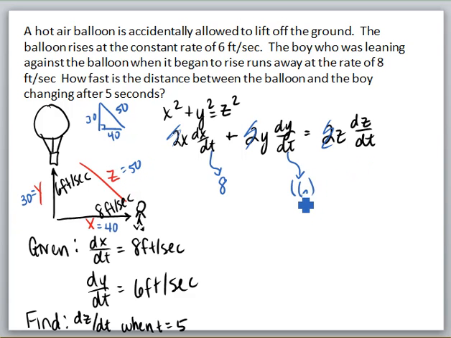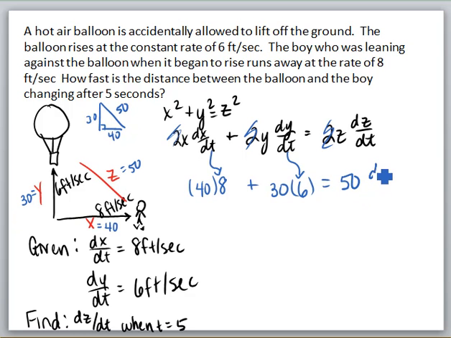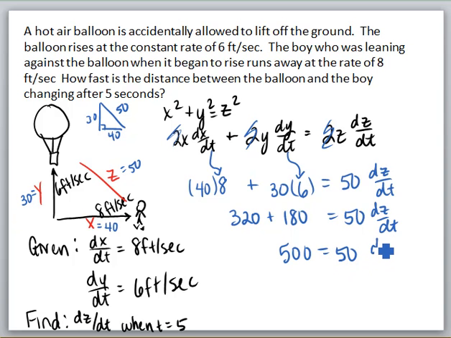All right, let's finish plugging those numbers in then. I have y is 30. I have x is 40. And z is 50. dz over dt is what I'm trying to find. So I have 320 plus 180 equals 50 dz over dt. So I have 500 equals 50 dz over dt.